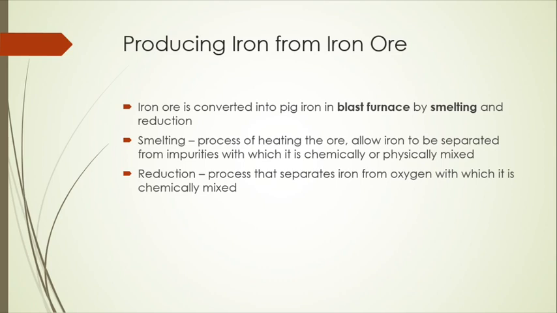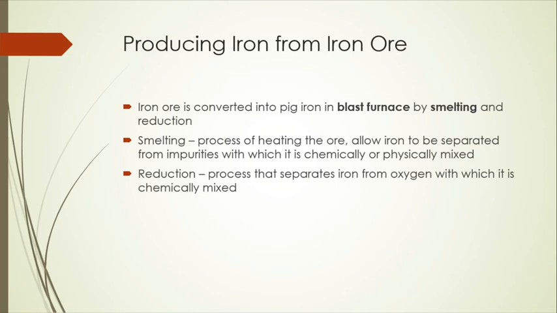Smelting is the process of heating the ore, allowing iron to be separated from impurities with which it is chemically or physically mixed. So the raw material of iron ore with other impurities needs to be heated, which is called smelting, and then reduction. Reduction is the process that separates iron from oxygen with which it is chemically mixed.